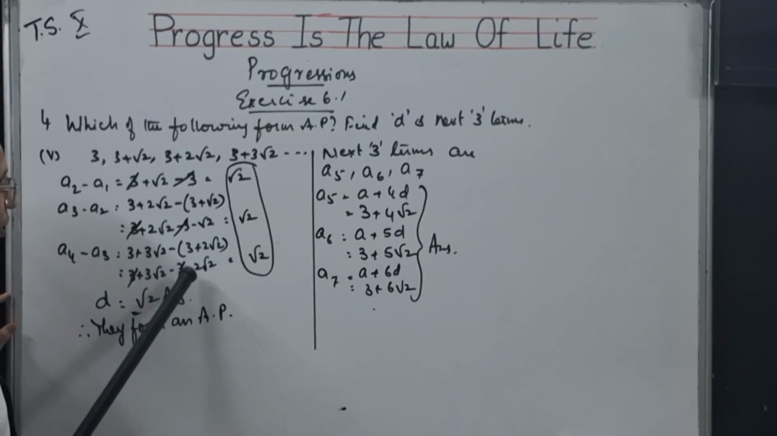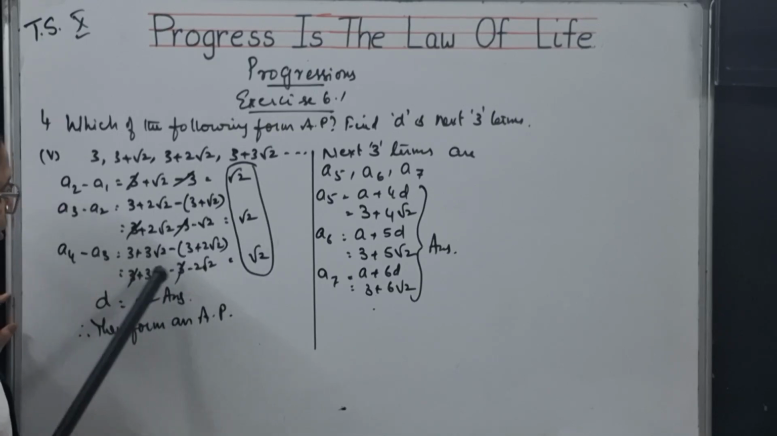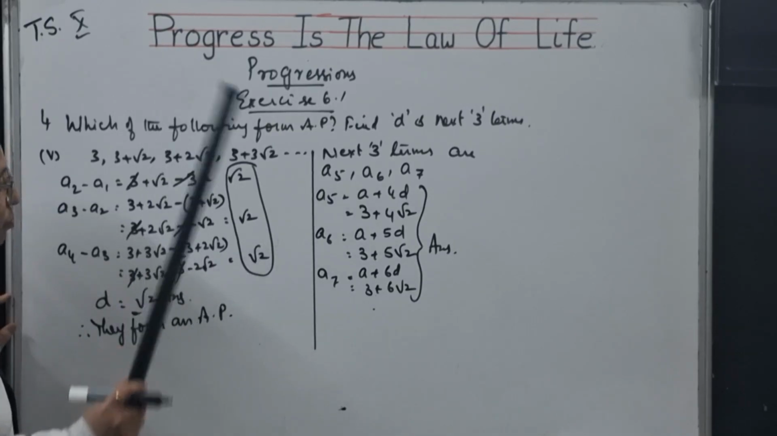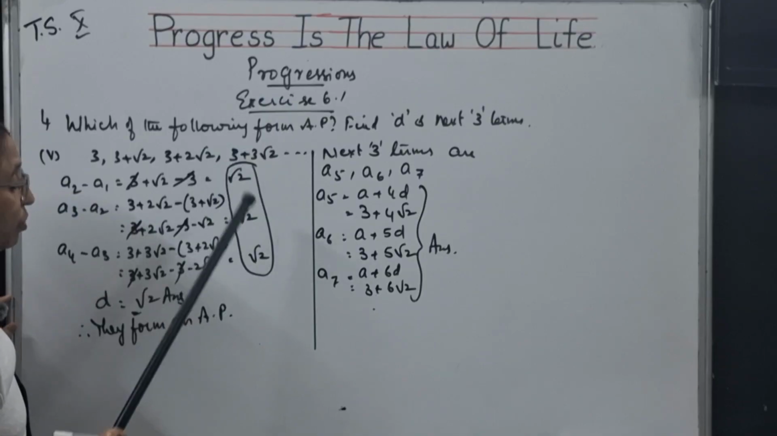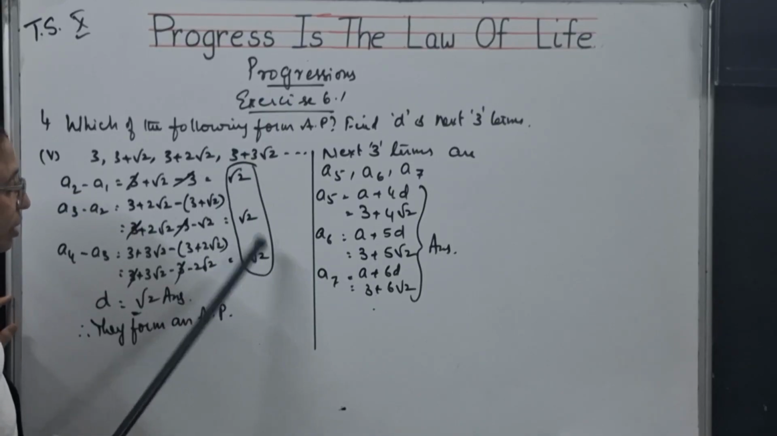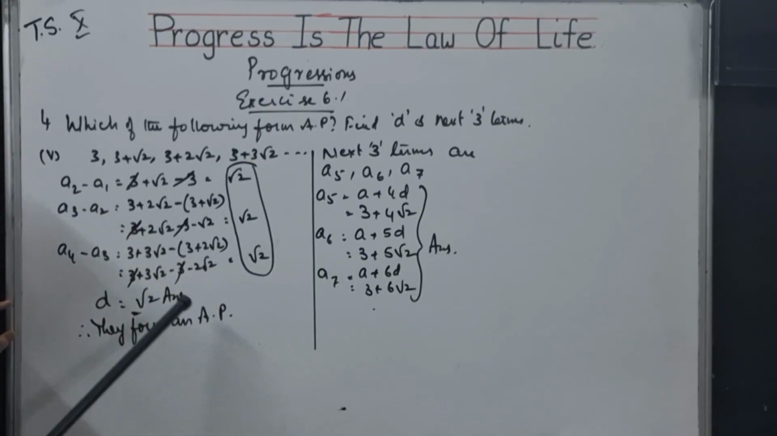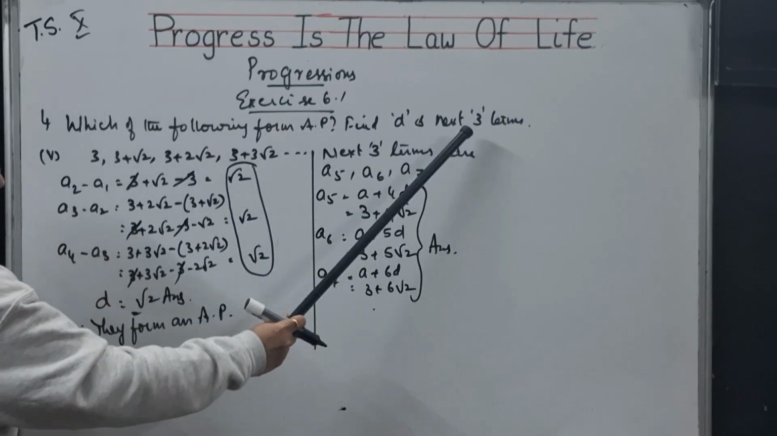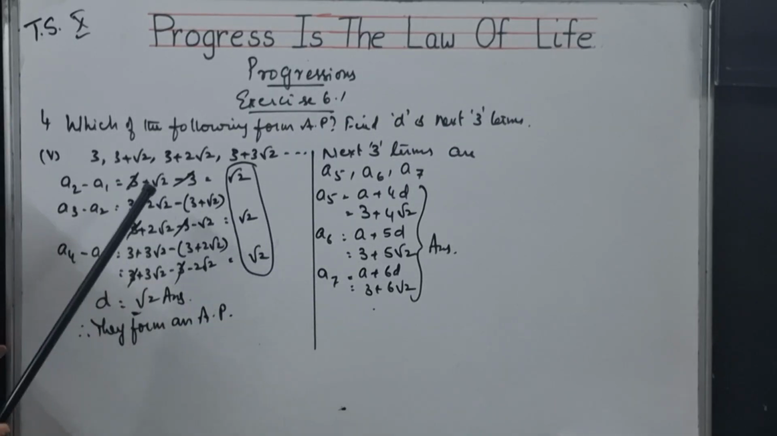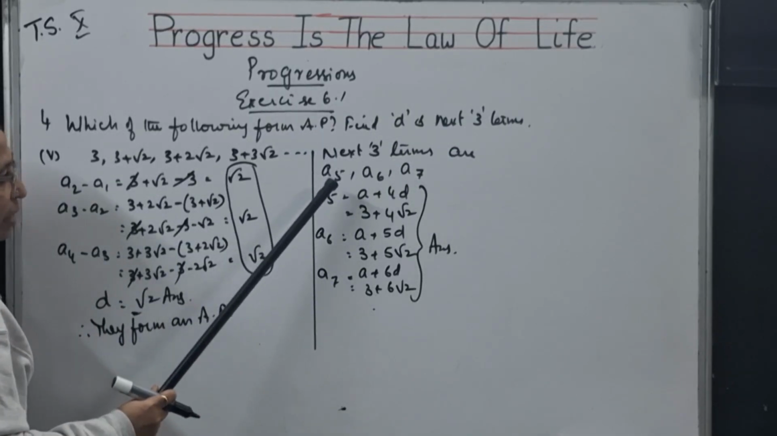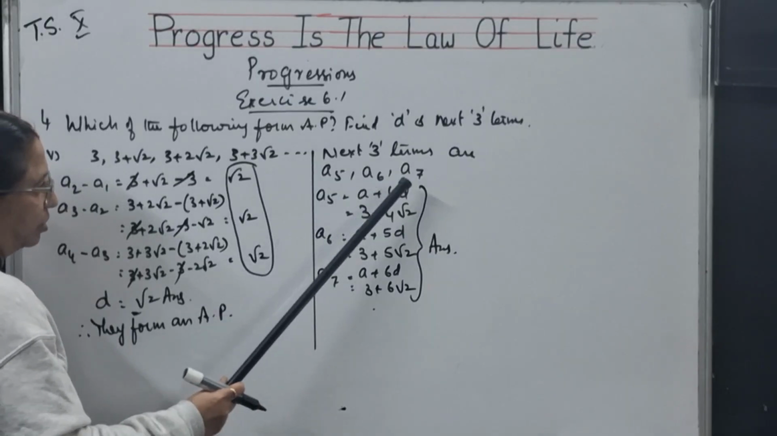Similarly here also, if you open the bracket, these 3's will get cancelled. 3 minus 2 is 1, so 2 root 2. So only root 2 you have got. So in all the cases you are getting common difference. So common difference is root 2, and because there is a common difference, definitely it forms an AP. If it forms an AP, you have to find out next three terms. There are 4 terms here. So next 3 terms are A5, A6, A7.